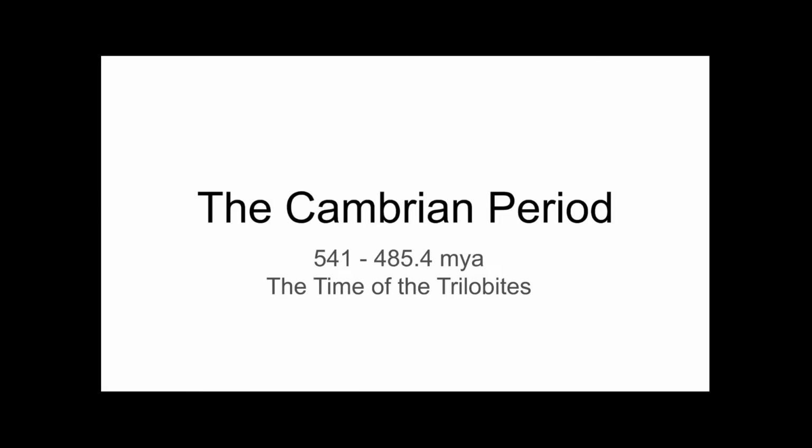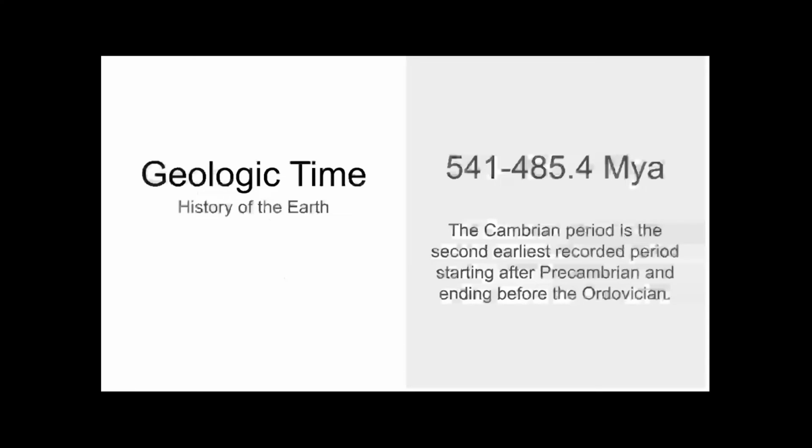The period we researched is the Cambrian period. It took place between 541 to 485.4 million years ago, or as it's called, the time of the trilobites. As he said, the geologic time this took place was from 541 to 485.4 million years ago. The Cambrian period is the second earliest recorded period, starting after the Precambrian and ending before the Ordovician.